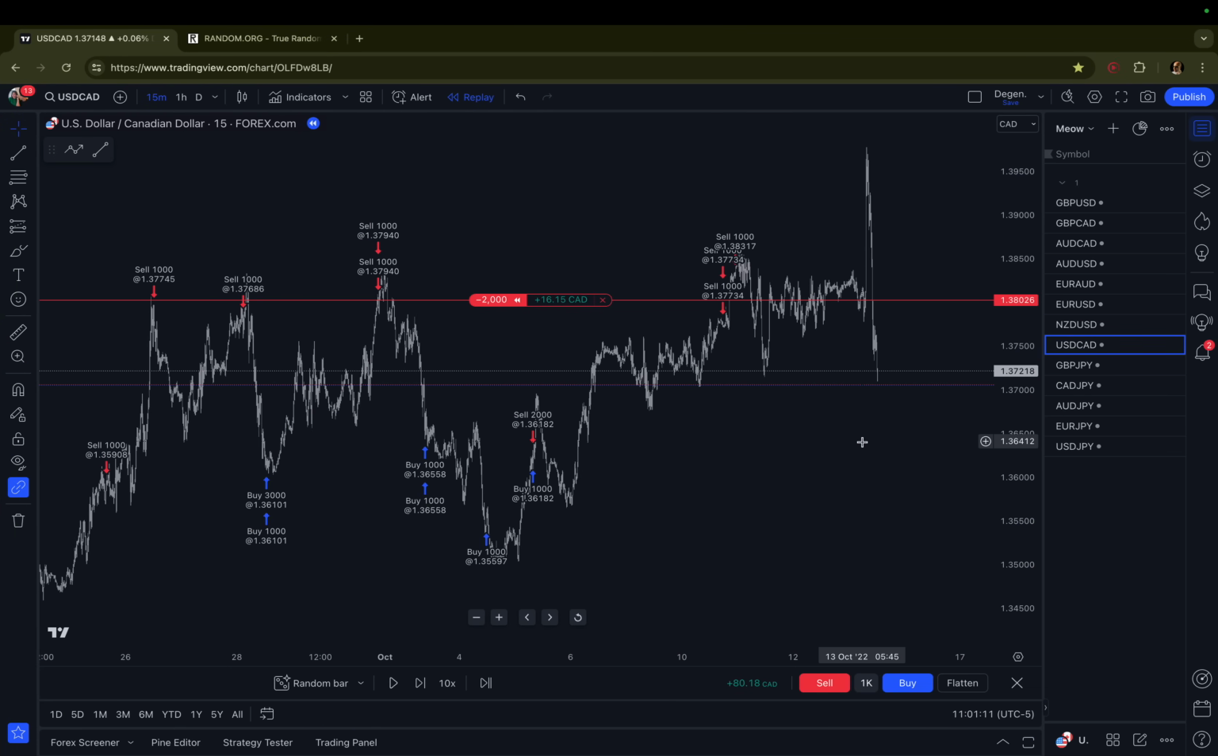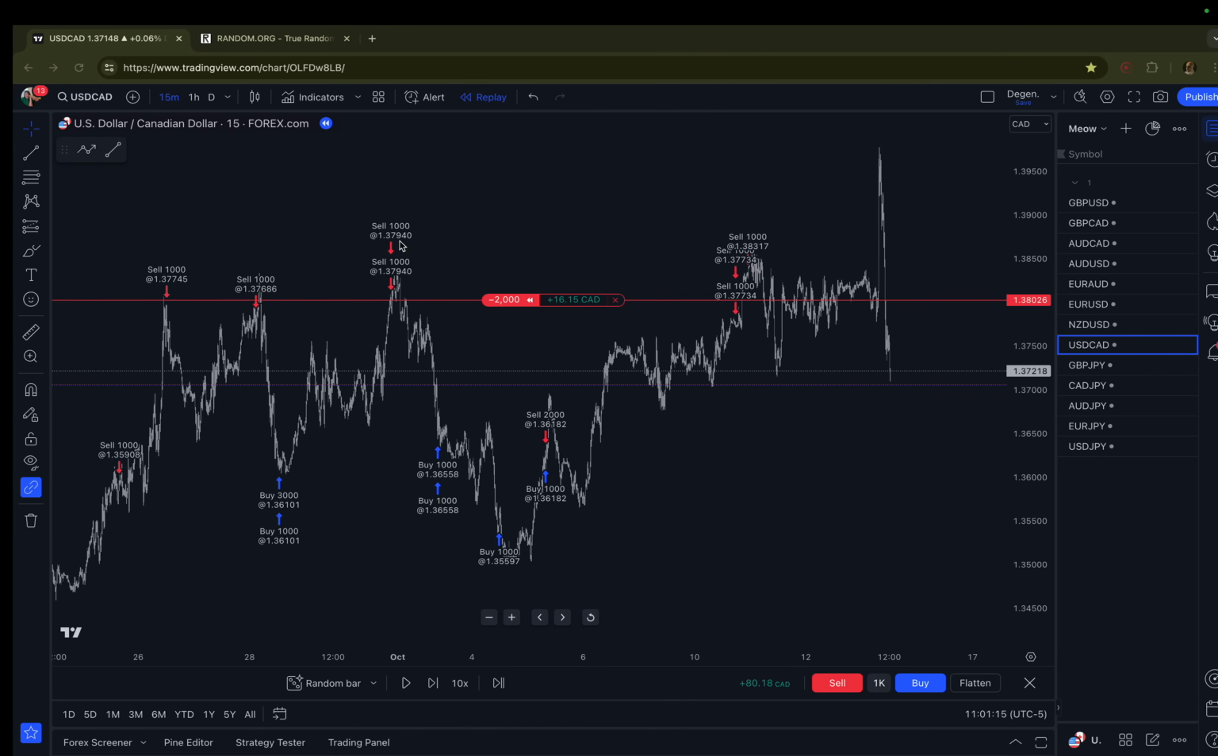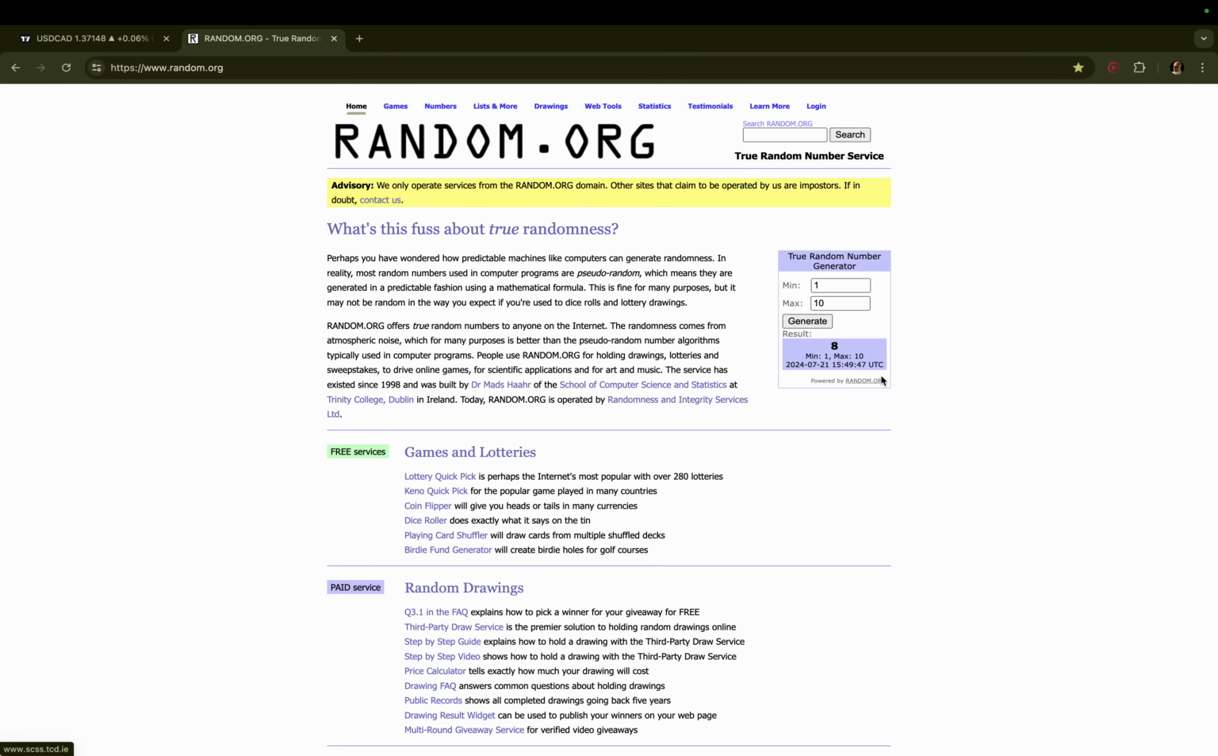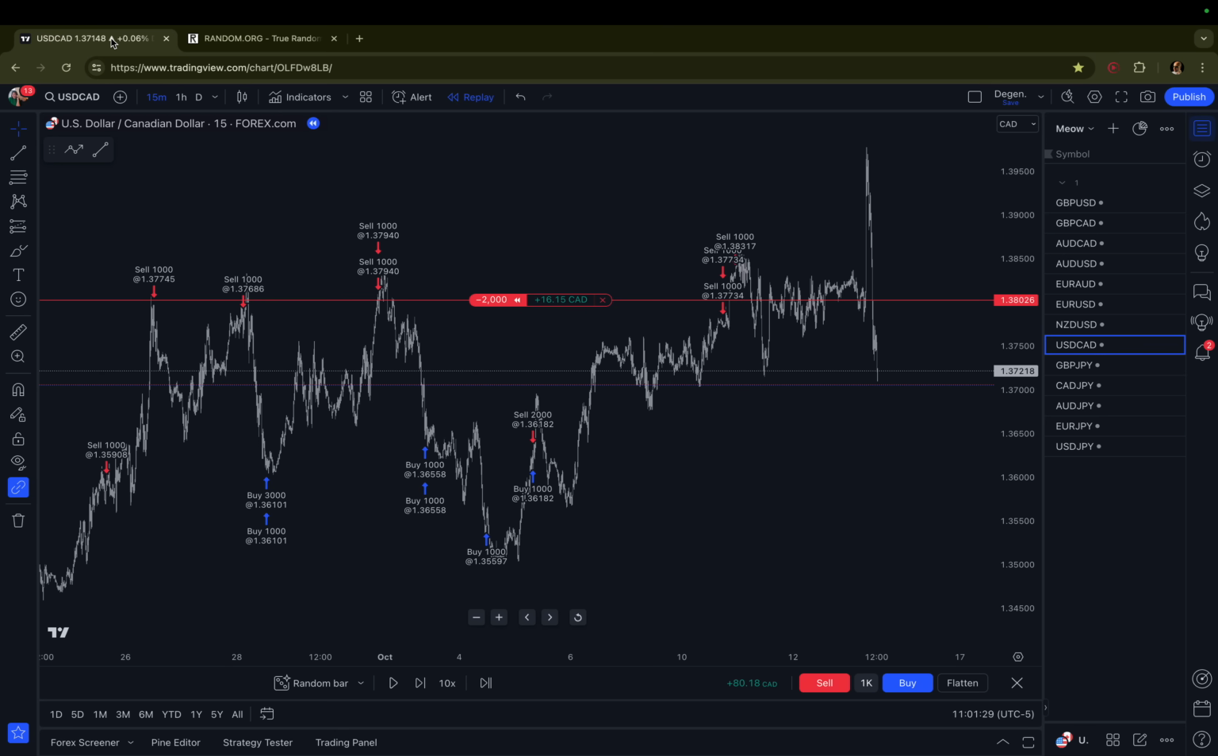I'm kind of on both sides. I kind of want to close it, take my profits, but at the same time, what if it just goes lower? So here's what we'll do. We'll flip a coin. All right. If this generates a number between 1 and 2, 1 is heads, 2 is tails, 1 we hold, 2 we close. All right. 2, we close.